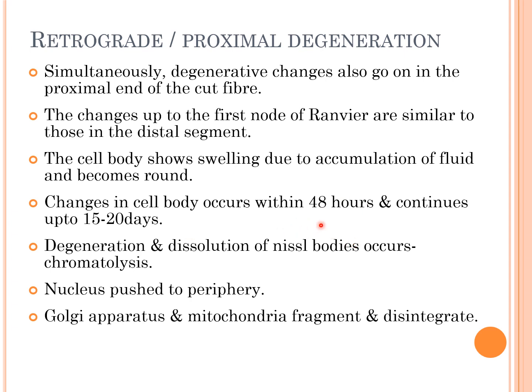We said that Wallerian degeneration occurs within 24 to 36 hours, whereas proximal degeneration begins within 48 hours and continues up to 15 to 20 days, whereas Wallerian degeneration continues up to 3 months. The nucleus will be pushed to the periphery, and then within the cell body, the Golgi apparatus and mitochondria fragment and disintegrate. So all these are the changes which occur proximal to the site of injury.